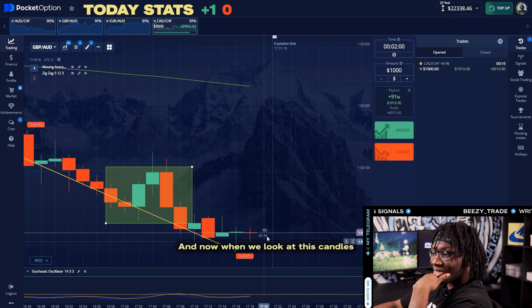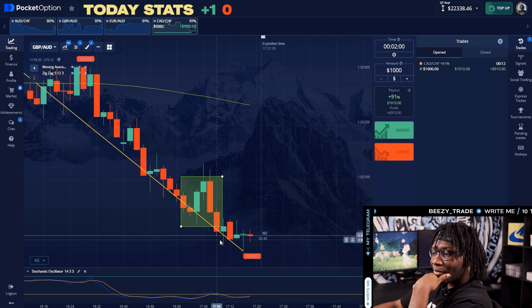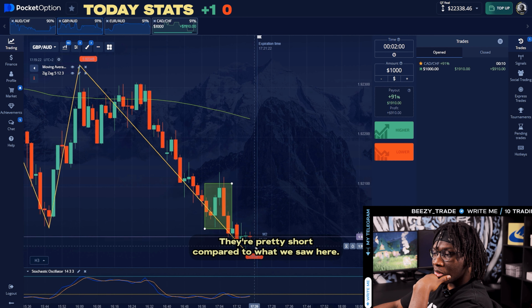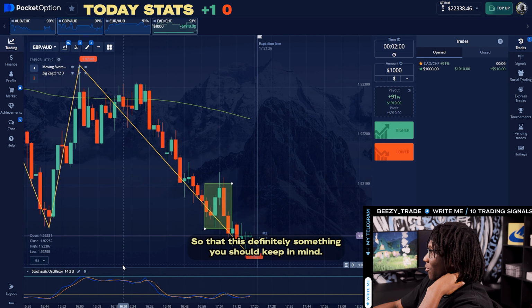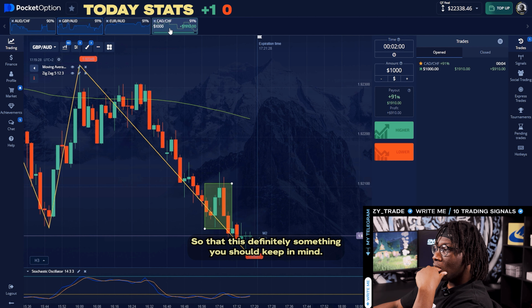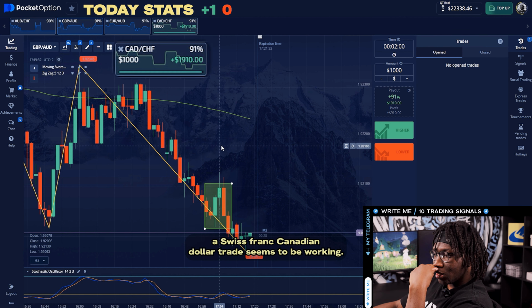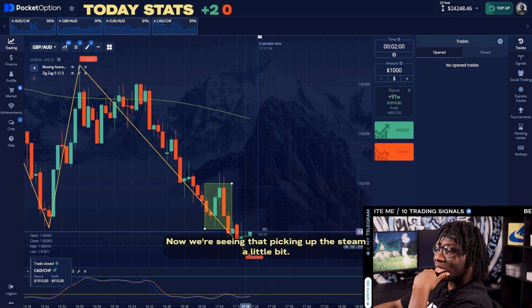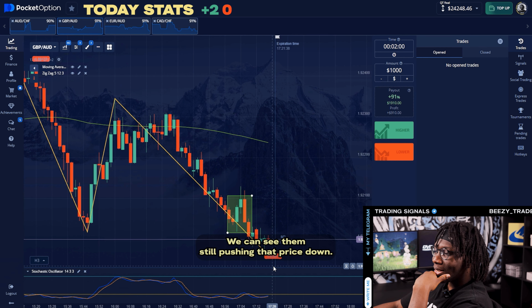And now when we look at these candles, they're not really showing huge strength at all. They're pretty short compared to what we saw here. So that's definitely something you should keep in mind. So as you can see, our Swiss franc Canadian dollar trade seems to be working. Now we're seeing it picking up steam a little bit. You can see them still pushing that price down.